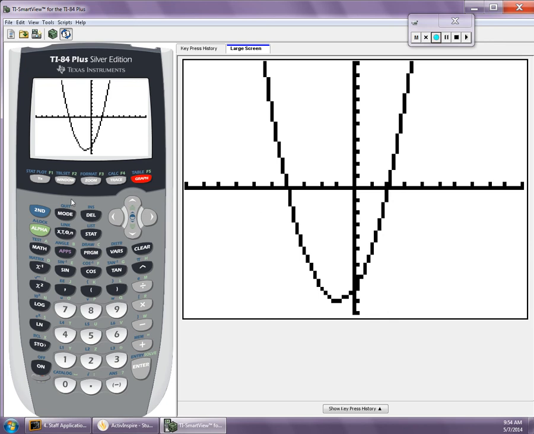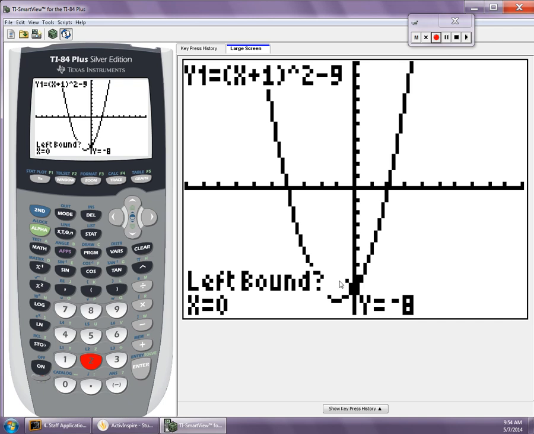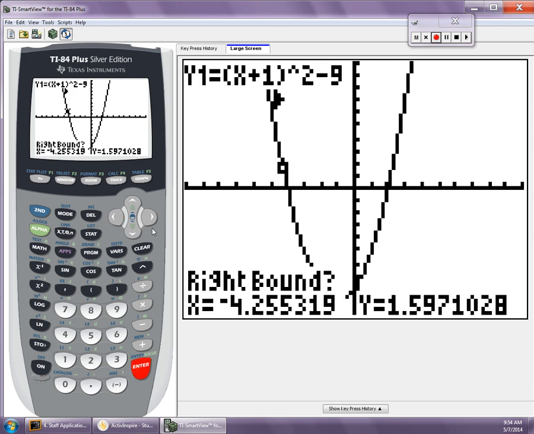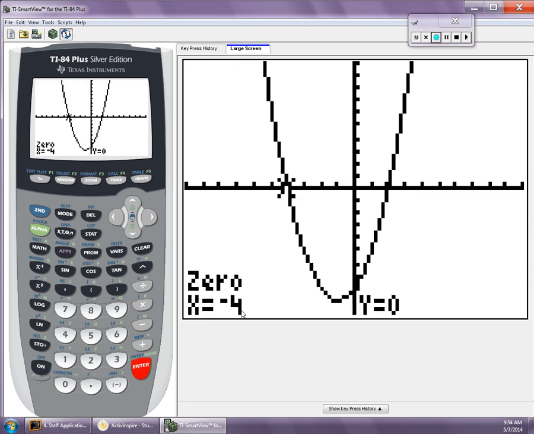To do that, we do second calc, and you can see one of our options is to find the zeros, which are the x-intercepts. If you hit number 2, it says left bound. There's 2 of them, so we have to do this separately. Left bound means go to the left of the point you're looking at. Right now, I'm right about on the x-intercept. So if I hit left once or twice, I'm now to the left of it. It's actually above it. Right bound, I'm going to hit the right button a couple times till I'm below it. Then you hit enter one more time, and you get one of the zeros is -4. So that's one of your x values, -4.